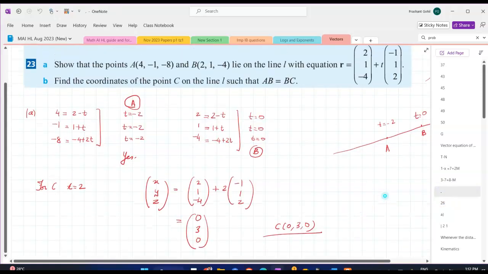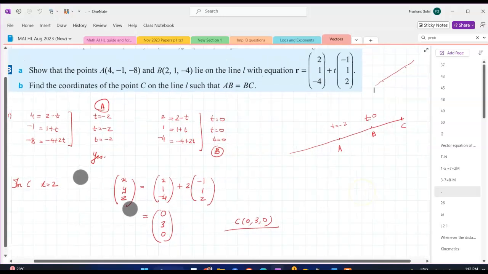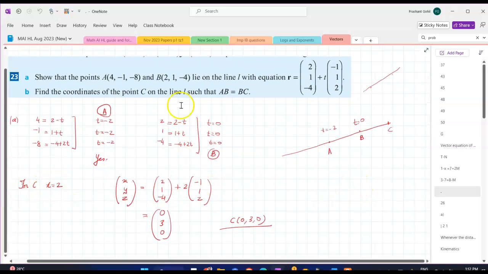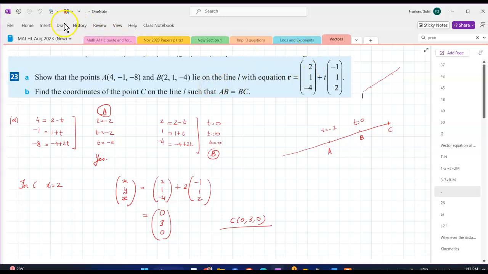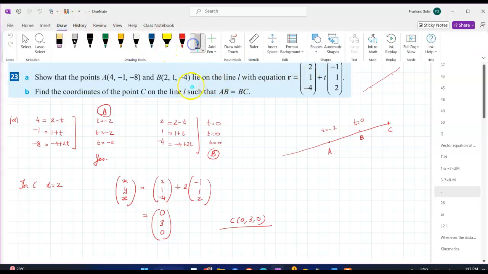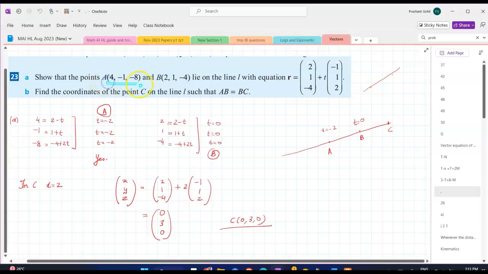Yeah, this is what I was saying. So you are using the parameter over here, to show that A and B lie on this line. Correct? So you can substitute and you'll get the same value. You substitute this, get the value of t. So as t is consistent, the point lies on the line.